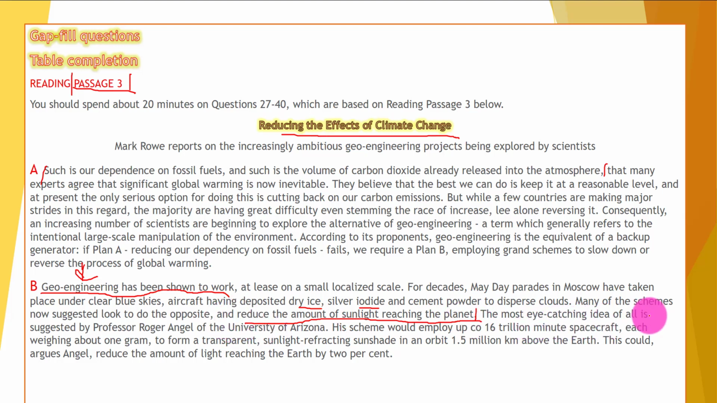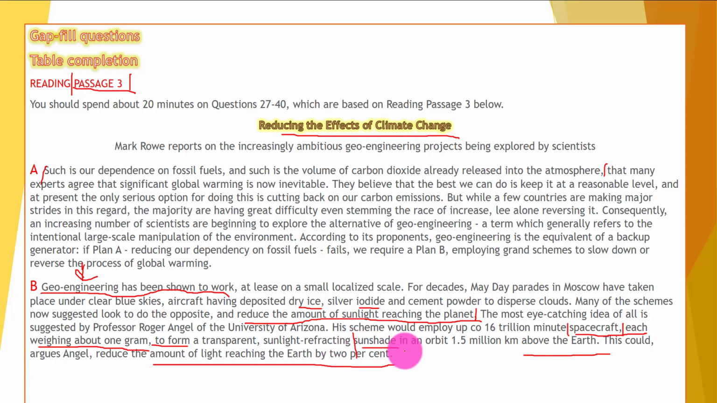The most eye-catching idea is suggested by Professor Roger Angel of the University of Arizona. His scheme would employ up to 16 trillion minute spacecraft, each weighing about 1 gram. And we have again something about spacecraft. That's another one of our keys. To form, we have form, it could be paraphrased with create: a transparent, sunlight-refracting sunshade in an orbit 1.5 million kilometers above Earth. We have above Earth, and this, argues Angel, could reduce the amount of light reaching the Earth by 2%.